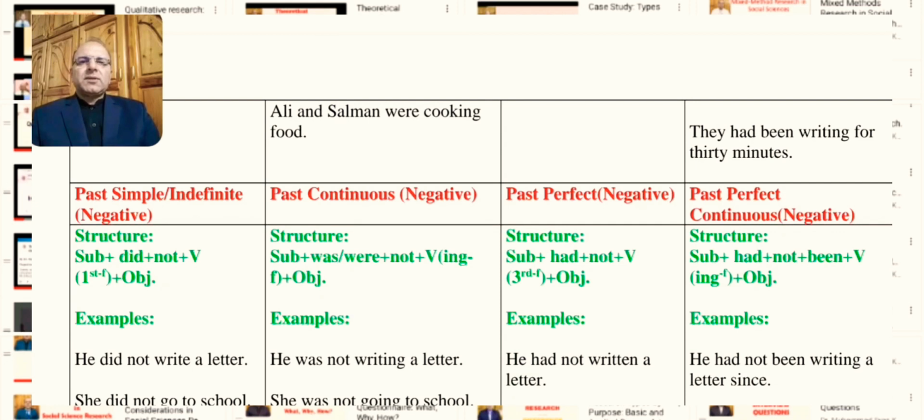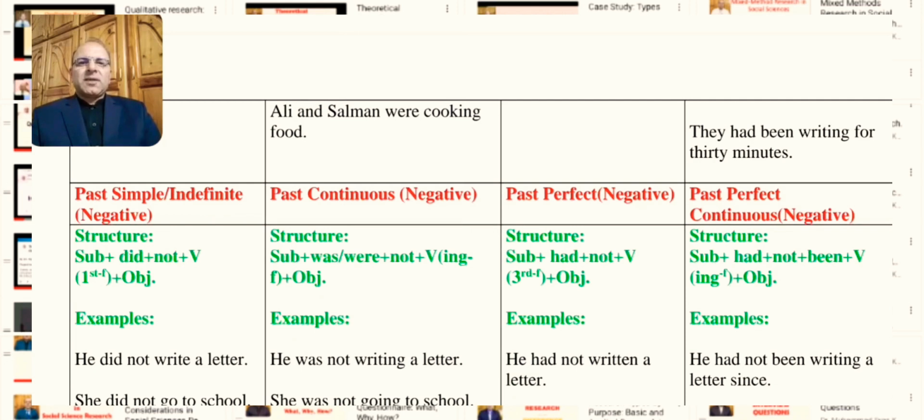In the indefinite, the general structure has subject plus did plus not plus verb first form. So in the positive or affirmative sentences we use the second form, but when it's negative or interrogative, when we make use of the word did, the main verb will turn into its first form. So that's what you can see. He did not write a letter.